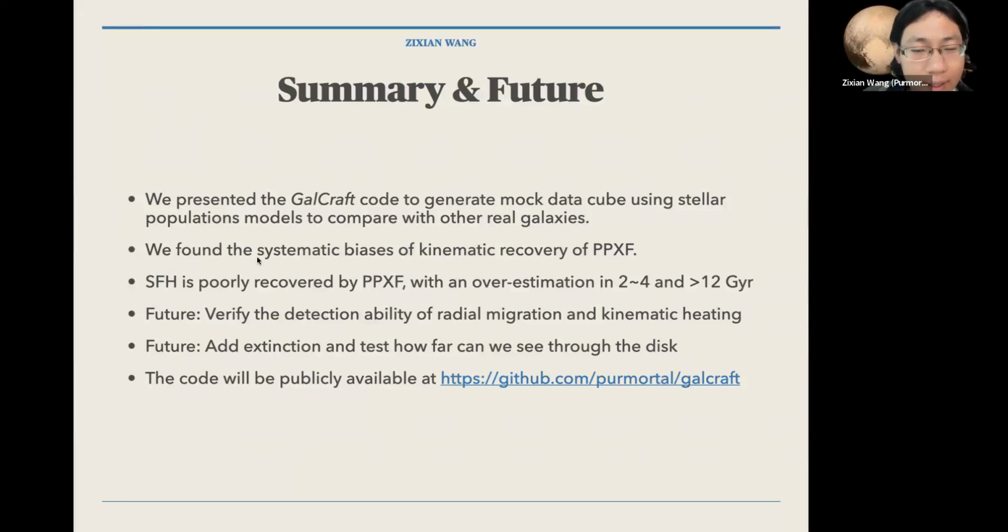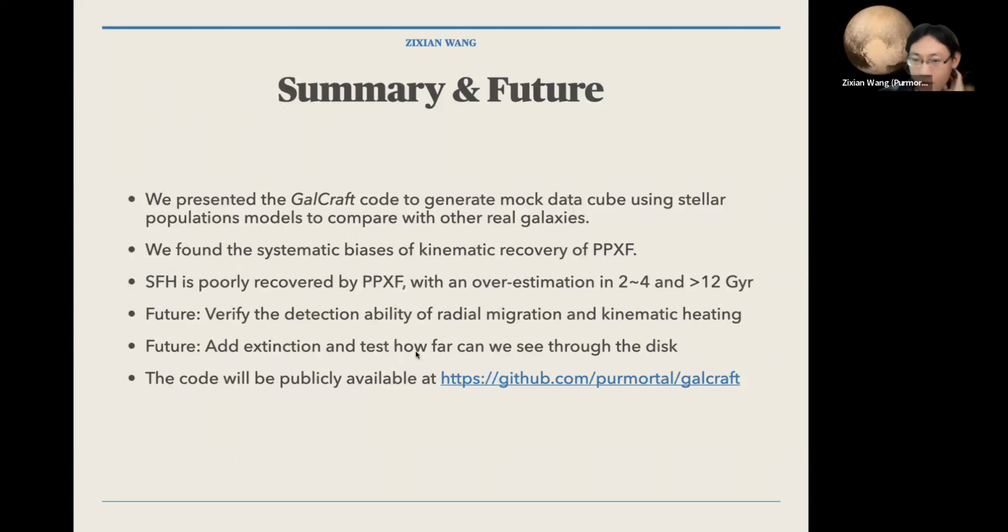And when I test the recoverability of pPXF, I found many systematic biases in kinematic recovery. For the star formation history and the mass fraction distributions, there are also some differences. So for the future, we do need to verify the detection ability of radial migration and kinematic heating. That's the thing that I want to infer from external galaxies. I also need to test if adding extinction changes any of the results.